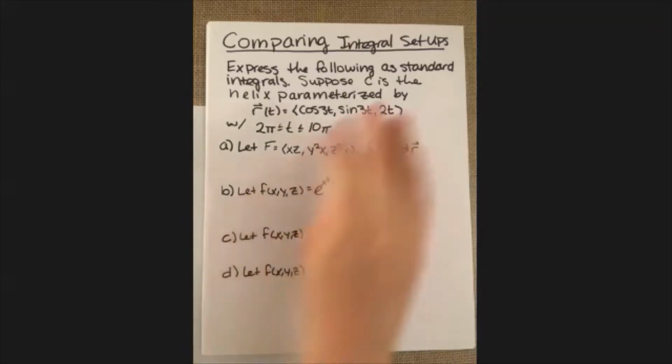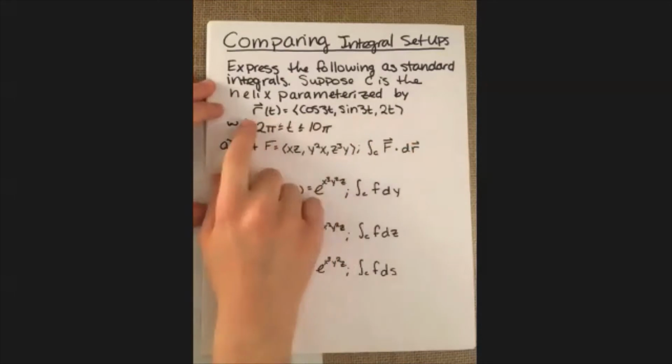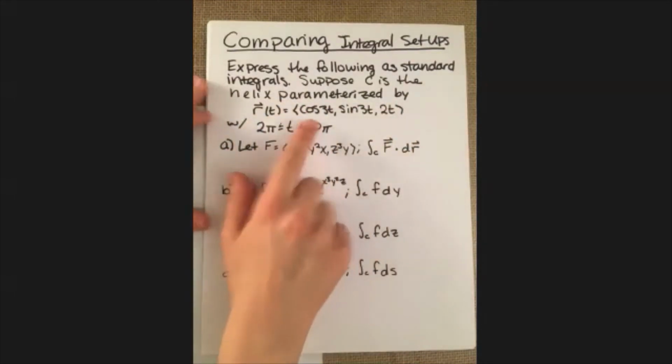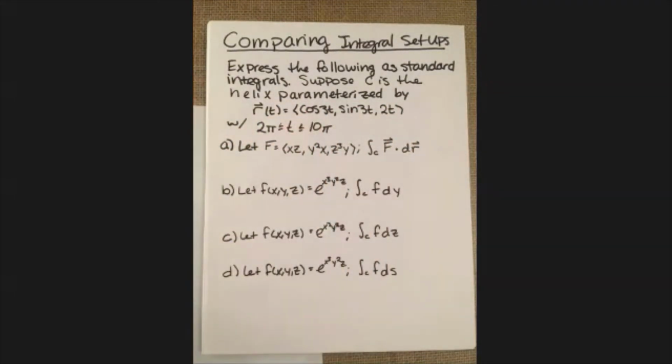And we will assume the same curve for all of them. We'll have a helix that is parameterized by r of t equal to cosine 3t, sine 3t, and 2t, where t is between 2 pi and 10 pi. And we will have each one of these 4 examples here, with the first being working with a vector field, and then the last 3 being a little bit more similar to the very first setup for line integrals that we did earlier.